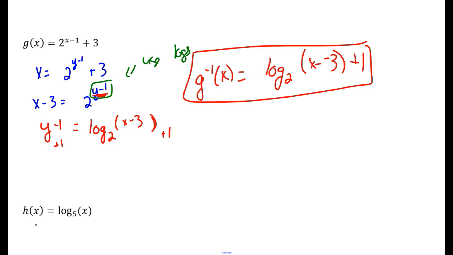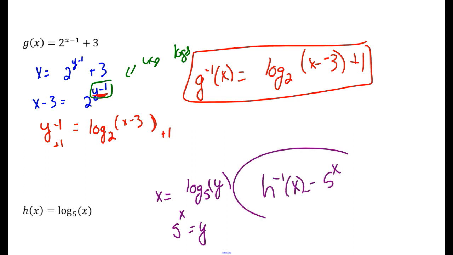And finally, h of x equals log base 5 of x. Well, to find the inverse, I'm going to switch x and y. So x equals log base 5 of y. Well, if logs are the inverse of exponents, exponents are the inverse of logarithms. So how am I going to deal with this? That y is trapped inside that logarithm, so let's rewrite it. 5 to what power gives me y? 5 to the x power gives me y. So h inverse of x is 5 to the x.